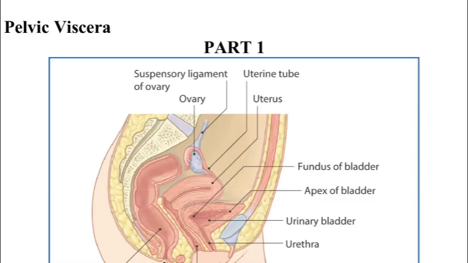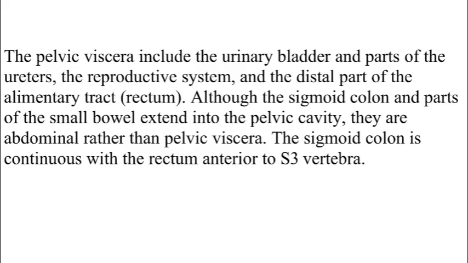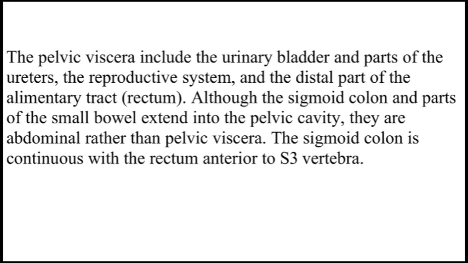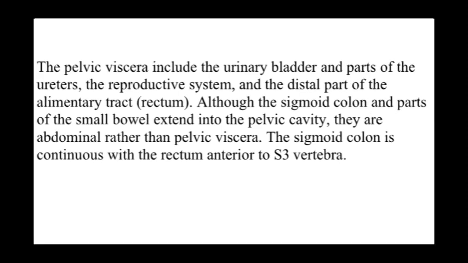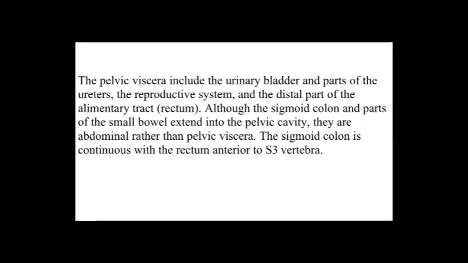The topic is pelvic viscera, part 1 of the lecture on pelvic viscera. The pelvic viscera include the urinary bladder and parts of the ureters. The reproductive system is there, and the distal part of the digestive system is also there, precisely the rectum. The sigmoid colon and parts of the small intestine extend into the pelvic cavity, but they are abdominal organs rather than pelvic organs. The sigmoid colon is continuous with the rectum anterior to the S3 vertebra, that's the third sacral vertebra.